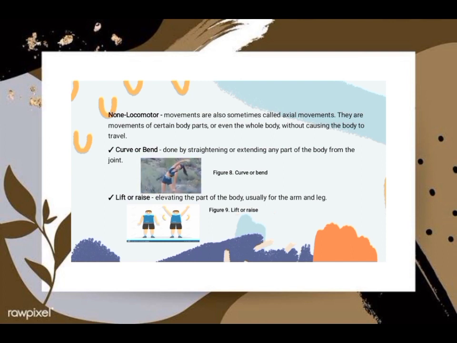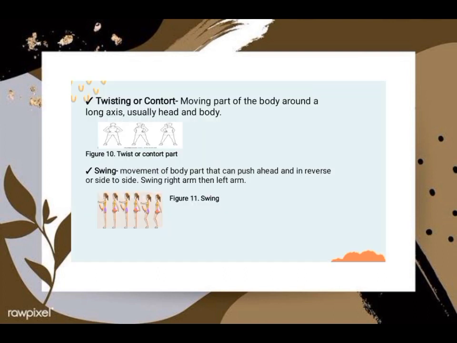So like for example, the curve or bend. Curve or bend done by strengthening or extending any part of the body from the joint. Next is a lift or raise. Lift or raise, elevating the part of the body, usually the arm and leg. Next is a twisting or contort. Twisting or contort is moving part of the body around a long axis, usually head and body.